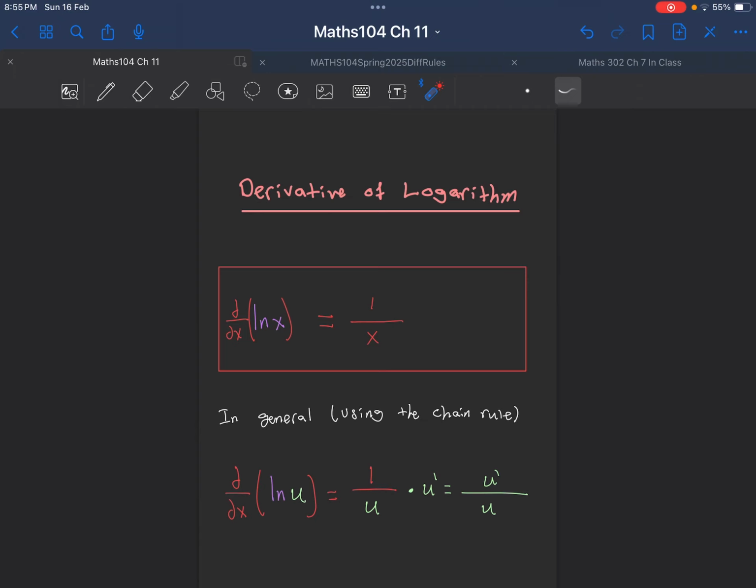Let's see a couple of examples where we will apply this formula, 1 over the inner function times the derivative of the inner function in the numerator.